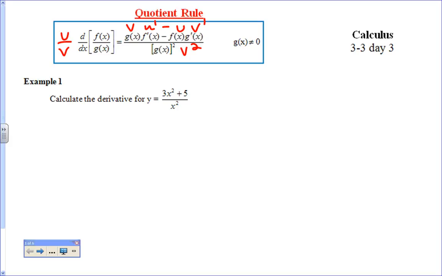For those that want to write it that way, it does shorten things up a little bit, as long as you know where things go. But a lot of people like to say bottom, derivative of the top, minus top, derivative of the bottom. And you can't really see my prime there because it's in the thing, but there you go. Well, let's give this one a shot then.